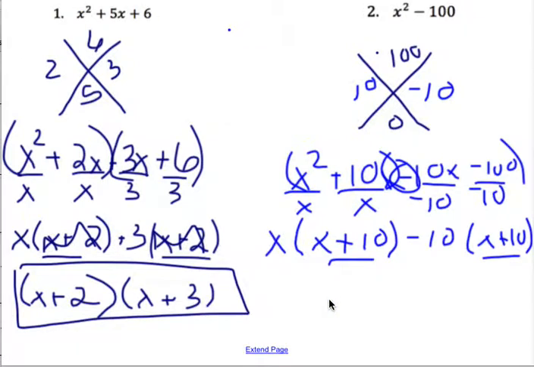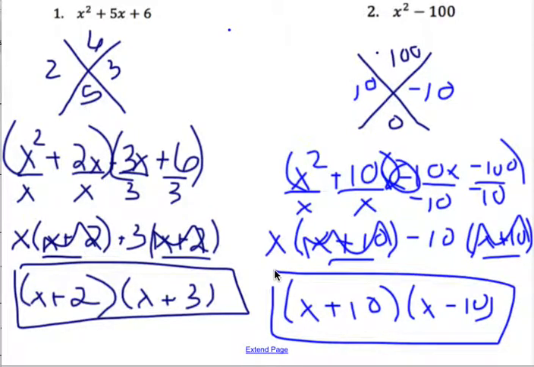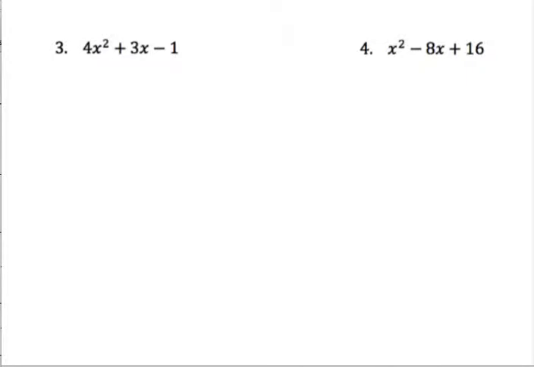So I'm going to go ahead and take out what was left over, which is x plus 10. So once I factor that out, I'm going to write what's left after that, which is x minus 10. So this right here is my final answer for number 2. Let's take a look at number 3.